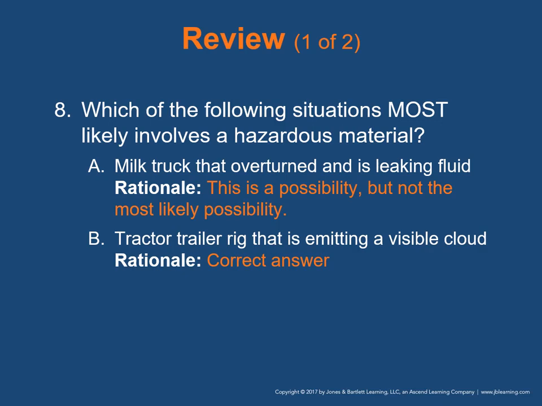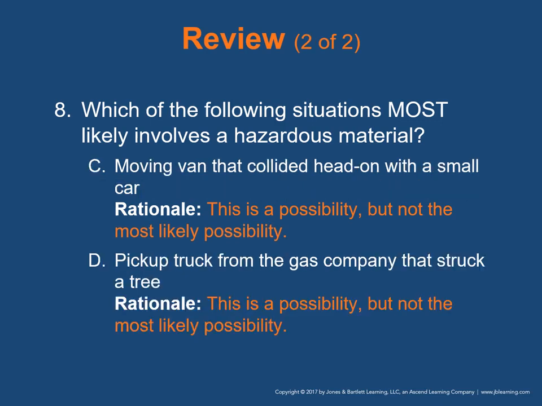B, tractor-trailer rig that's emitting a visible cloud. That, of course, is the correct answer. C, a moving van that collided head-on with a small car. Again, it's a possibility, but not the most likely possibility. And D, a pickup truck from the gas company that struck a tree. Again, that's also a possibility, but not super likely.